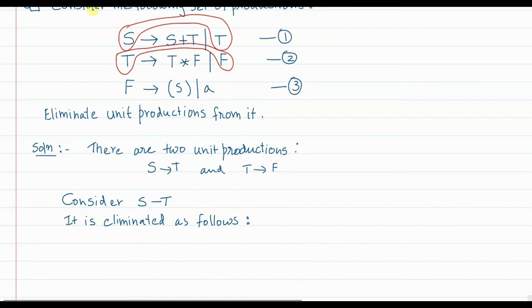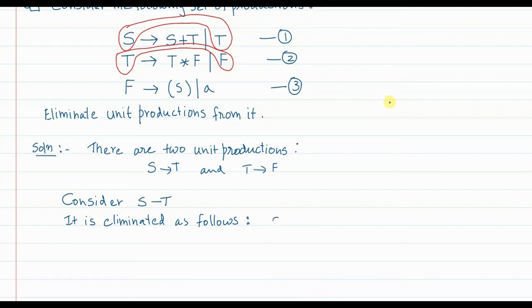Okay, now it is this T that is creating a problem. So let's see how I can replace this T. You see all other productions and find out if there is a T production. Yes, there is a T production. Then what you do, you try to replace the left hand side, this T, with its right hand side. Okay, so it is eliminated as follows.